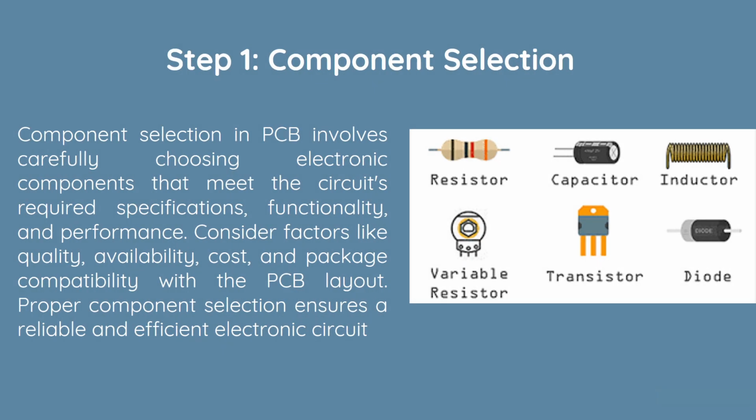Step 1. Component selection. Component selection in PCB design involves carefully choosing electronic components that meet the circuit's required specifications, functionality, and performance. Consider factors like quality, availability, cost, and package compatibility with the PCB layout. Proper component selection ensures a reliable and efficient electronic circuit.